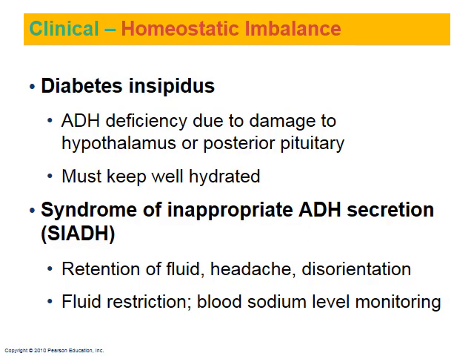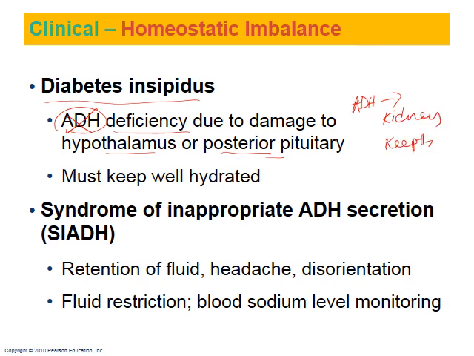So here are some clinical issues, some homeostatic imbalances that can happen. If you have diabetes insipidus, basically you're deficient in ADH. So something's wrong with the hypothalamus or the posterior pituitary and you do not make ADH. Remember, ADH, when it's released, is going to go to the kidneys and tell the kidneys to keep water, right? So if you're dehydrated, this is a great hormone that'll allow you to reabsorb water in your kidneys and keep you hydrated. So if you don't have this, you can't keep water. So guess what? You have to make sure that you stay very well hydrated.